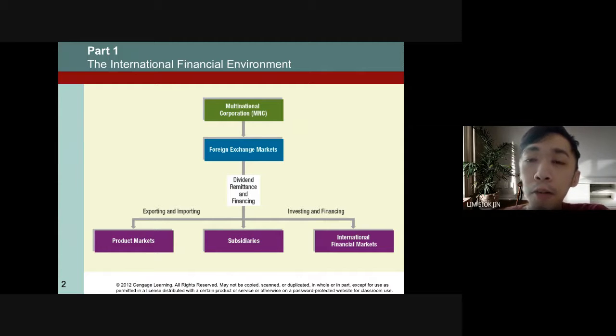Last example will be Grab. You see Grab all over, right? Grab, Grab Food, Grab delivery, green color, motorbikes with green color back, those are Grab, right? Or cars with green stickers, those are Grab. But is Grab a Malaysian company? Initially, yes, but now it is a Singaporean company. Okay, so it is not Malaysian, it is Singaporean.